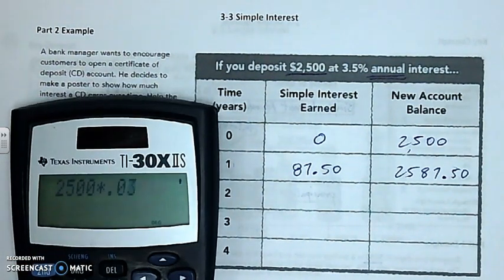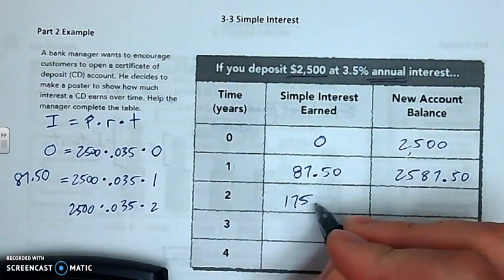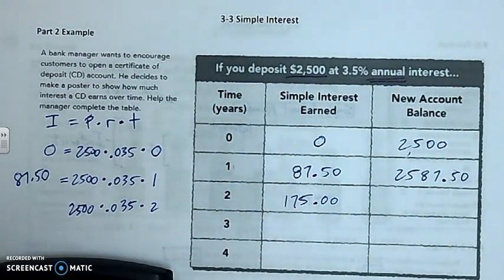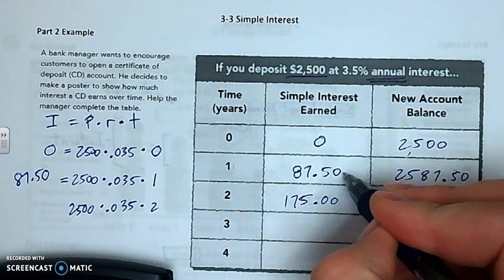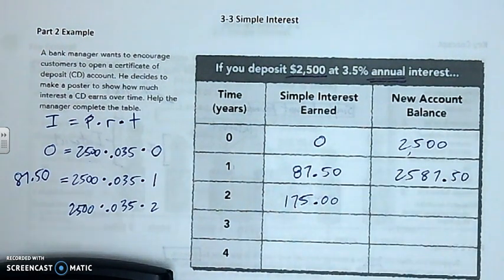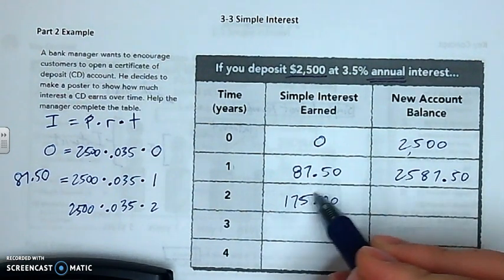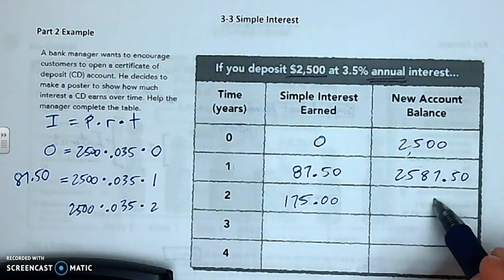2,500 times 0.035, but now we're going to multiply it by 2 years, and that will equal $175, right? That's the interest we will have earned after 2 years. This is where you have to be really careful. Every year we're earning how much interest? It's going up by $87.50, right? So we're not going to add 175 to this number. We're really only adding $87.50 to this number.